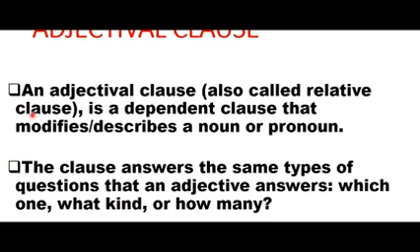An adjectival clause, also called a relative clause. Also called what? A relative clause. It's a dependent clause that modifies or describes a noun or pronoun. What does it do? It modifies or describes a noun or pronoun. It tells more about them.